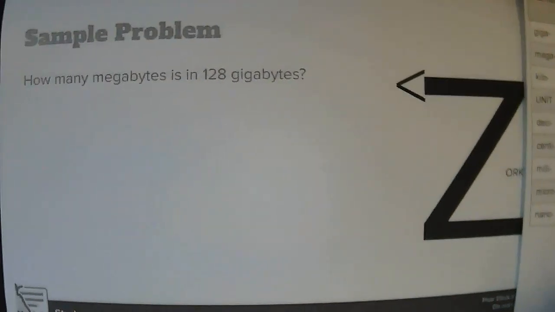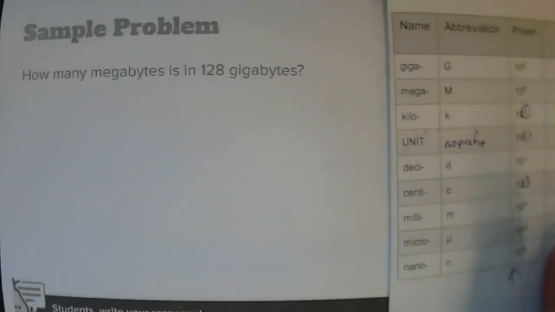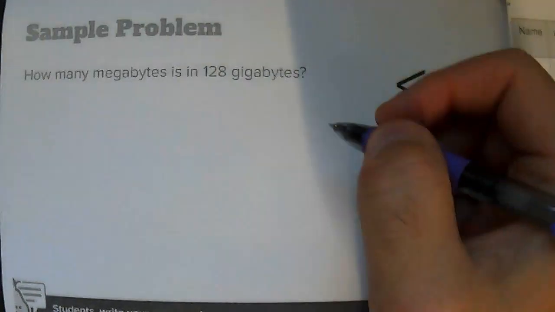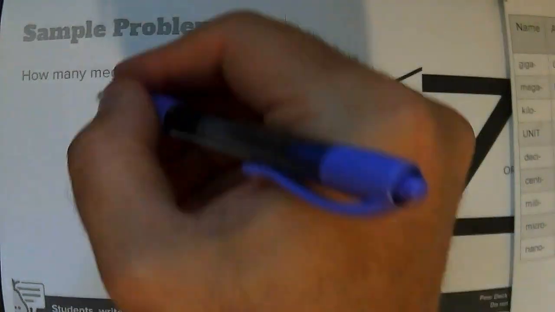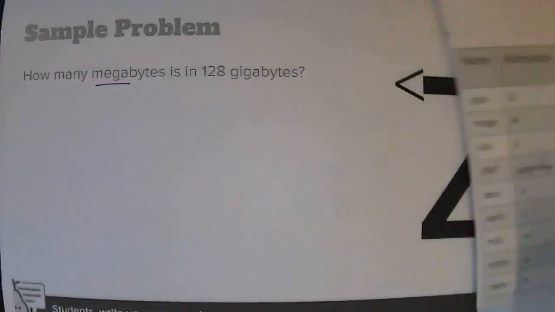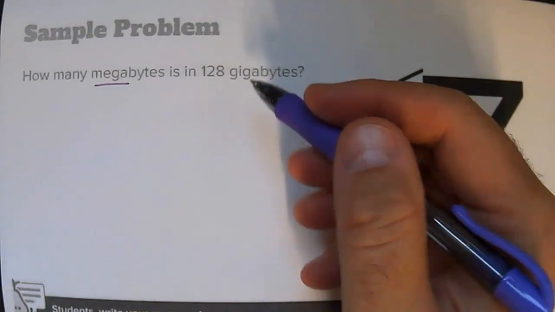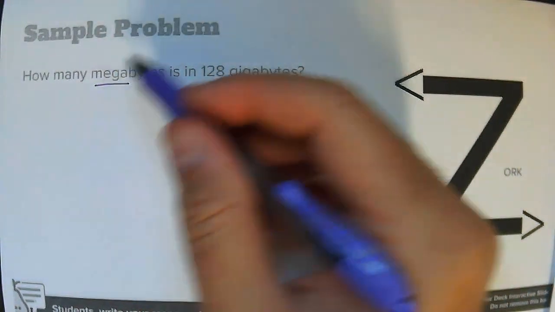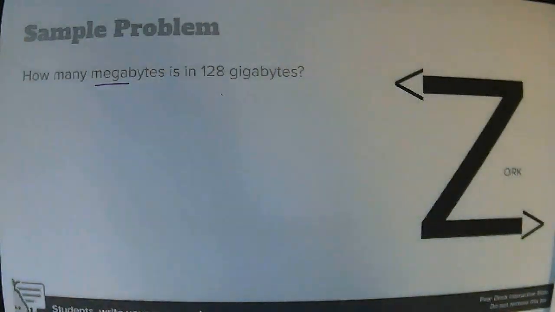The only way to get good at this is to actually do it. Okay, so megabytes, 128 gigabytes. So we want to go to megabytes. And I wrote it this way because a lot of students will get in the habit of thinking the first thing is where we're starting and this is where we're going. That's not what we're doing.